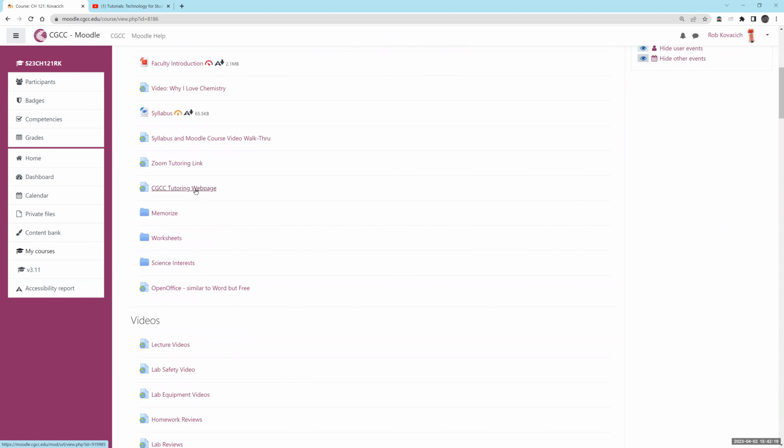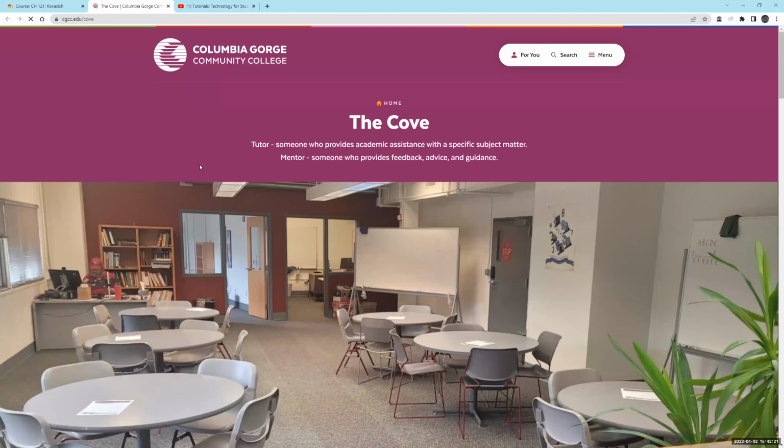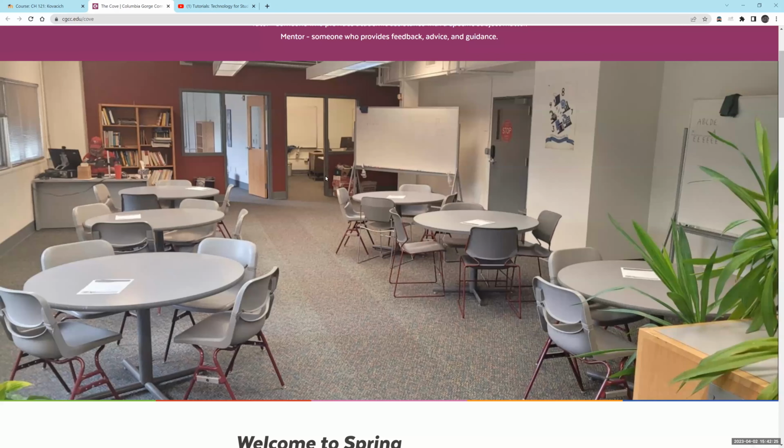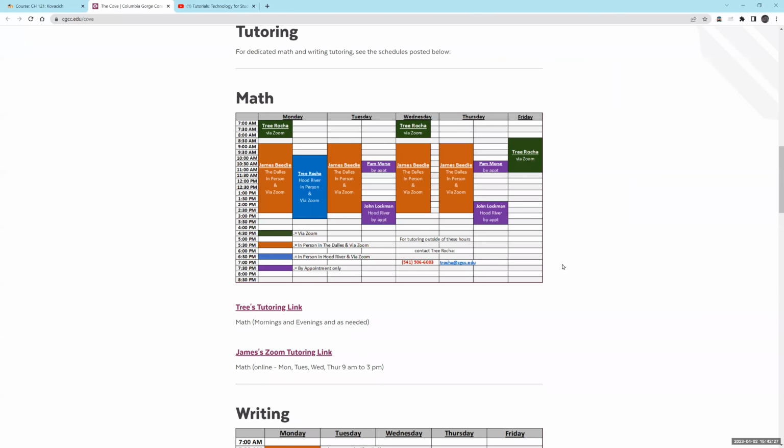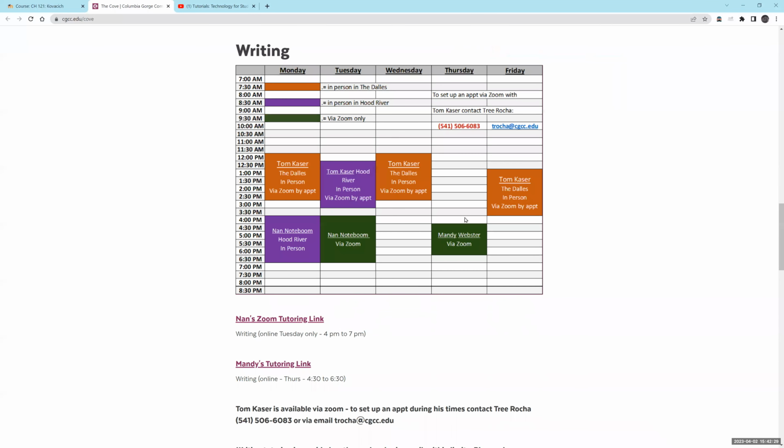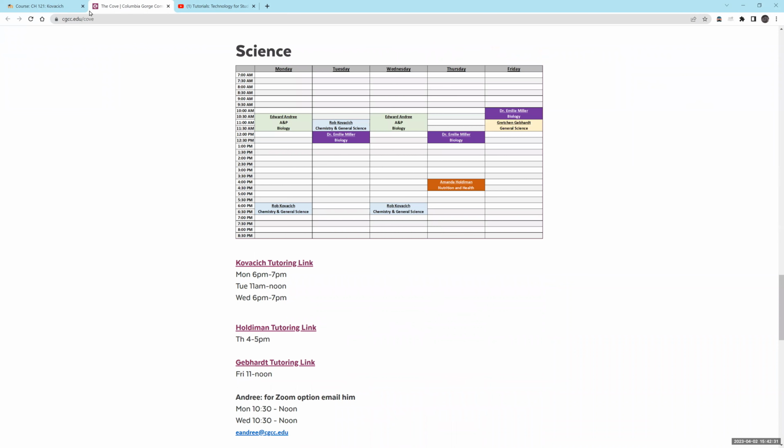This is the tutoring page, and this page will, for the college in general, we call it the Cove. It's in the library, and there are math tutoring times, writing tutoring times and science tutoring times that you can get other instructors. And you can see here are my tutoring times and then the link for that. I hope that link's right. I'm gonna have to check that. What's that say?